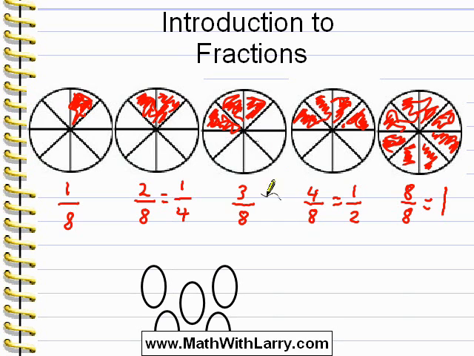Here I just have 5 ovals in total. And let's say I shade in 3 out of the 5. So there's 1, there's 2, there's 3. I can simply say that 3 out of 5, or 3/5 of the ovals, are shaded. That's all a fraction is. 3 out of 5. 3/5 are shaded.